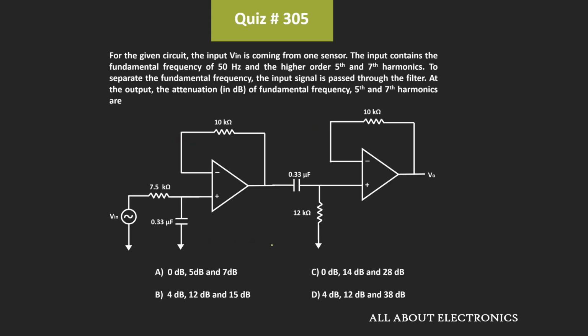So in this way, the attenuation provided by this filter at the fundamental frequency, at the 5th and the 7th harmonic is 4 dB, 12 dB and 15 dB respectively. So from this we can say that for the given question, B is the correct answer.